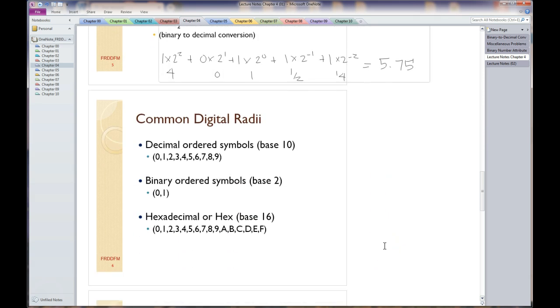So these are the 3 digital radixes, or radii, we're going to work with in digital design. Decimal, because we're humans, that's what we understand, base 10. Binary, that's what the hardware understands, it's base 2. Remember, transistors are either on or off. And once again, we bring in hexadecimal, which is base 16. That helps us deal with binary. Binary generally has long strings of zeros and ones. Using hexadecimal allows us to reduce some of those long strings of ones and zeros.